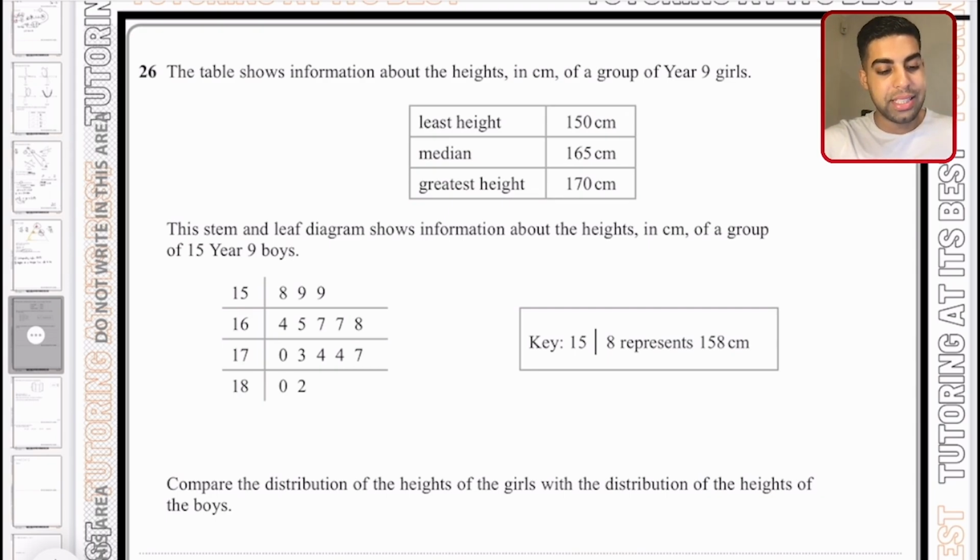Okay, question 26. The table shows information about the heights in centimeters of a group of Year 9 girls. This stem and leaf diagram shows information about the heights in centimeters of a group of Year 9 boys. So we've got a table with information on Year 9 girls and a stem and leaf diagram of information on the Year 9 boys. Then it tells us to compare the distribution of the heights of the girls with the distribution of the heights of the boys. So let's go ahead and work this out.